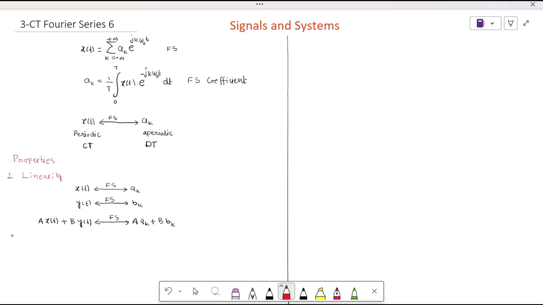The second one is the time shifting property.